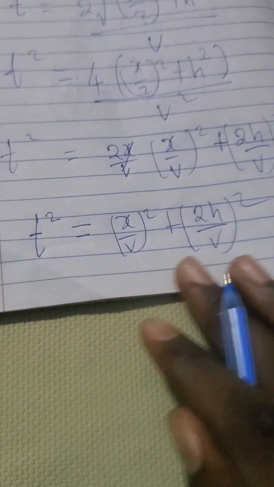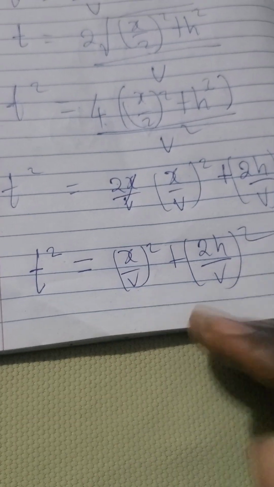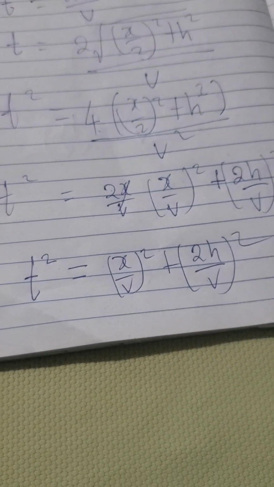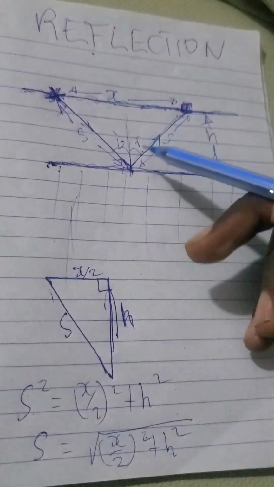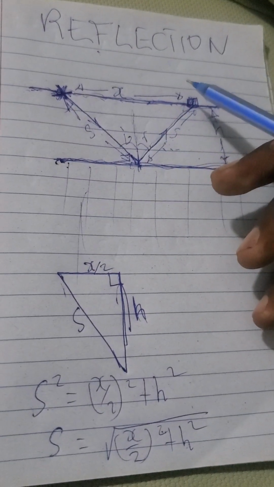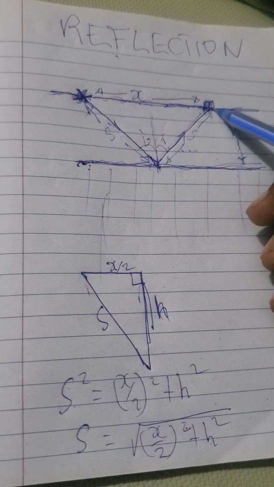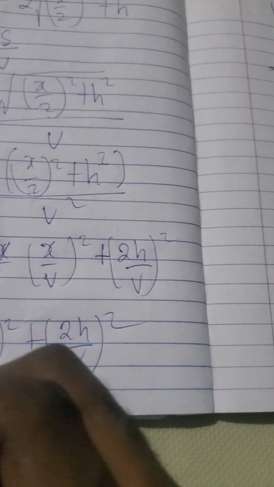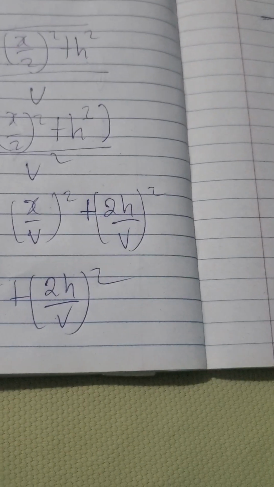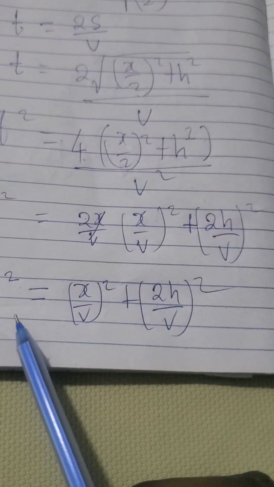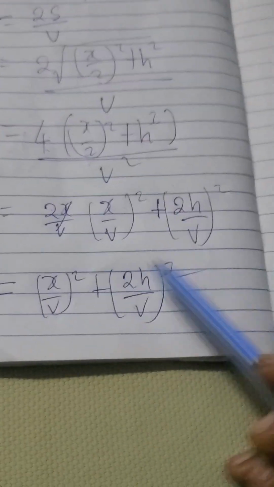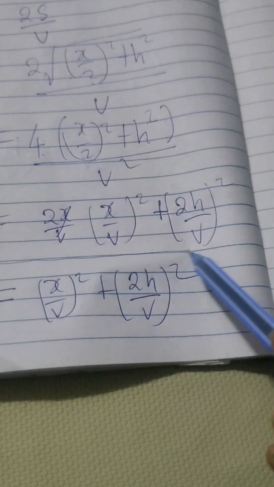This is the equation that describes the total travel time for these seismic waves when they travel from the source towards the interface and get reflected towards the geophone. So this will be the equation, and of course if you draw the graph of the time against the distance of separation x, it will be curved.